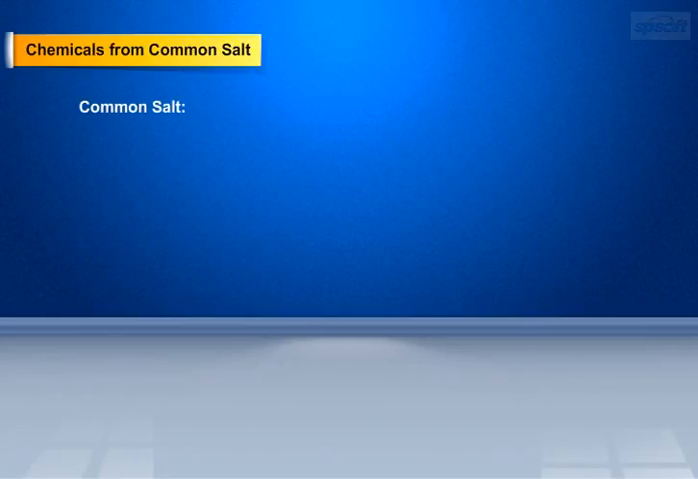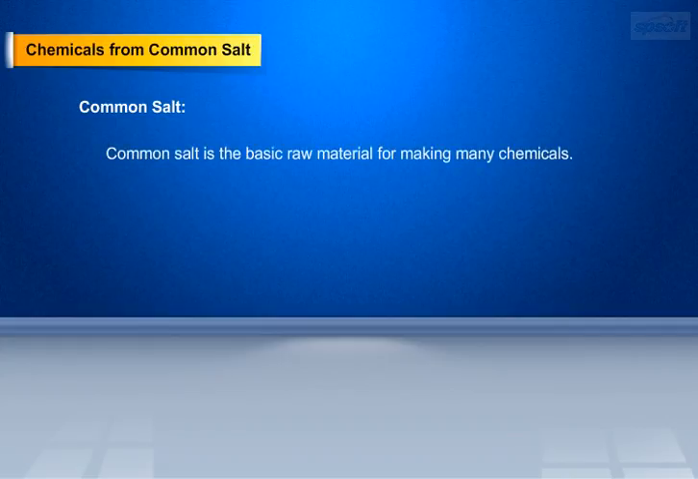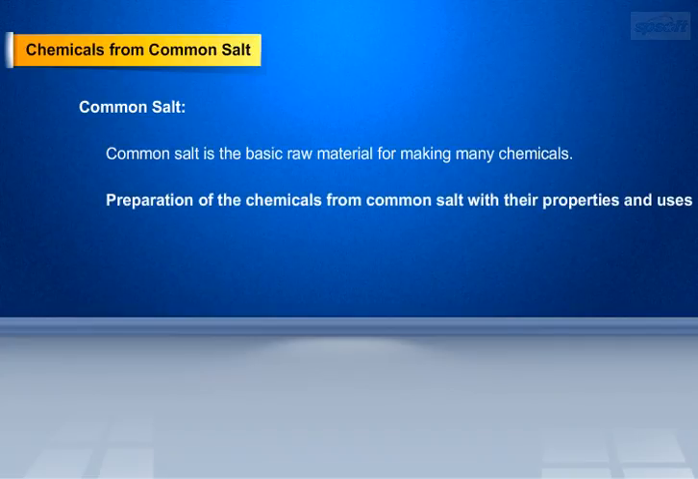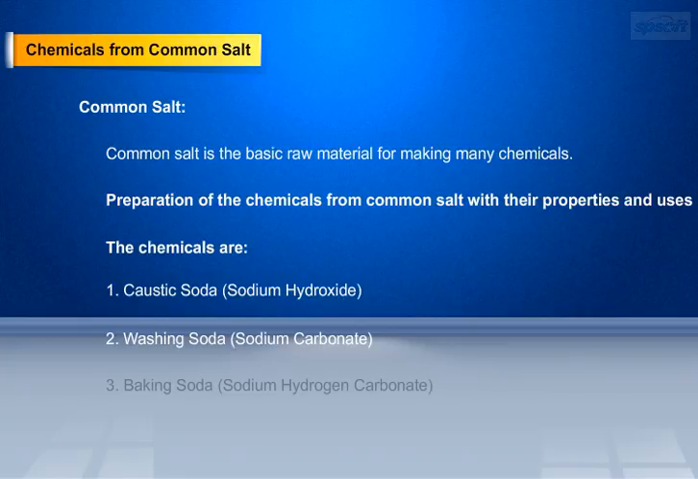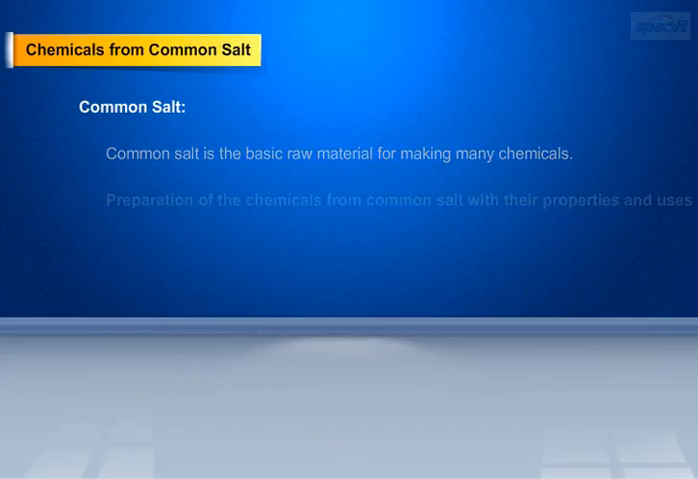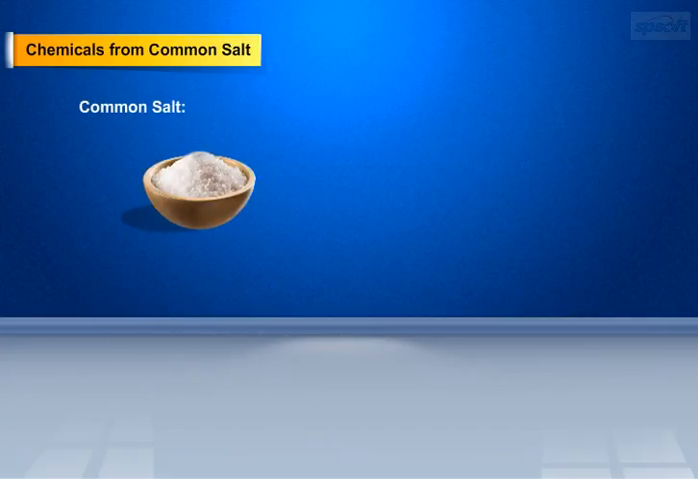Let us now learn about the common salts in detail. What is common salt? Common salt is the basic raw material for making many chemicals. Let us discuss the preparation of the chemicals from common salt with their properties and uses. The chemicals are caustic soda, that is, sodium hydroxide; washing soda, that is, sodium carbonate; baking soda, that is, sodium hydrogen carbonate. Before that, first let us discuss what common salt is.